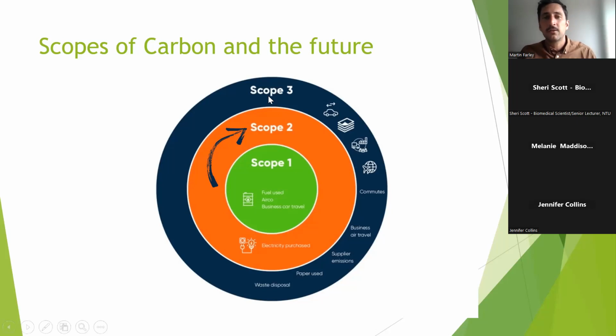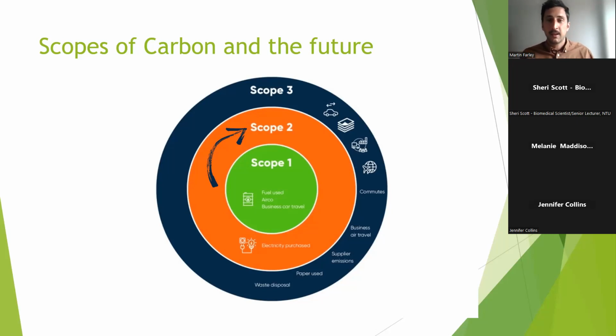So these are the scopes of carbon. This is how we measure carbon. Whenever we're talking about net zero, and of course we know about the net zero target for the NHS being 2040, carbon emissions is our metric for sustainability. It's the unit that we all reference, even though it's not comprehensive in every sense of the word.